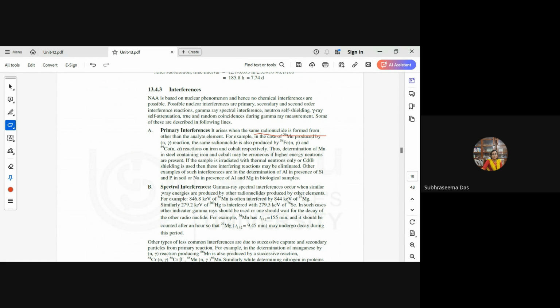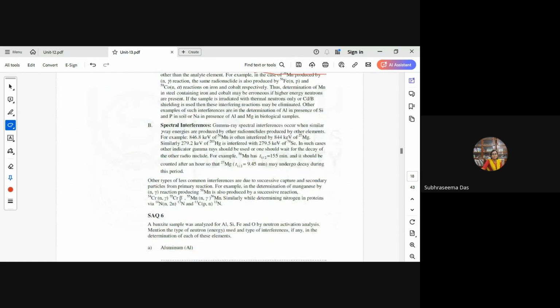So the determination of Mn in steel that contains iron and cobalt may be full of error if high energy neutrons are present. This is what is called primary interference. Other examples of such interference are in the determination of aluminum in the presence of silicon and phosphorus in soil, or sodium in the presence of aluminum and magnesium in biological samples.